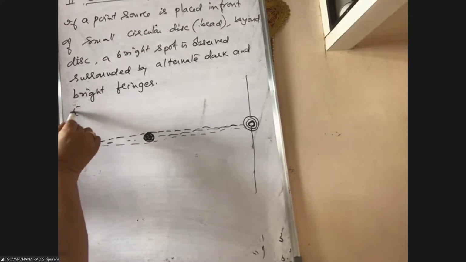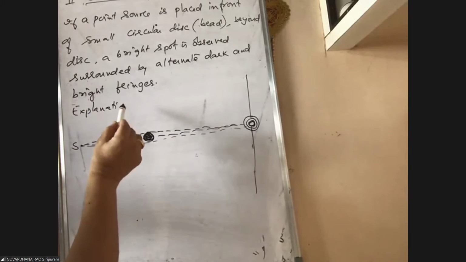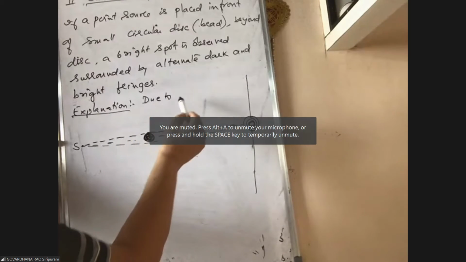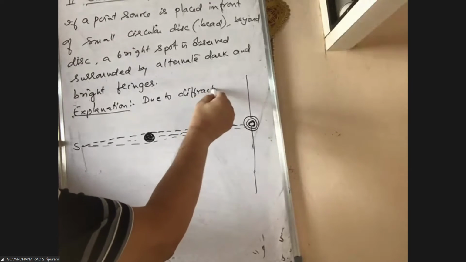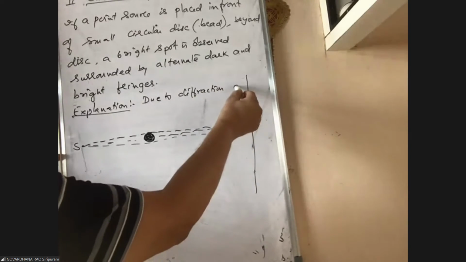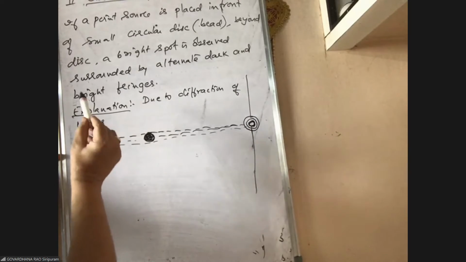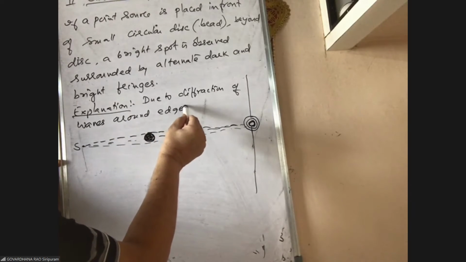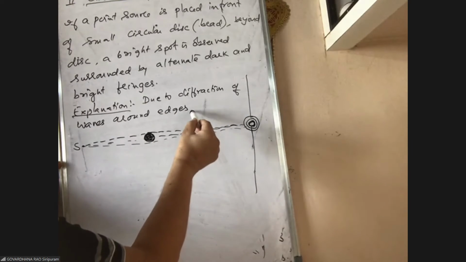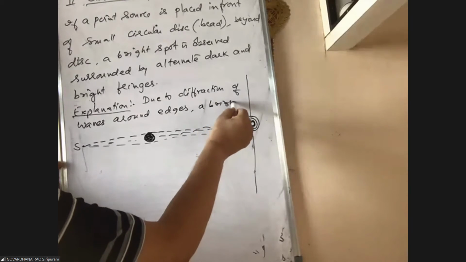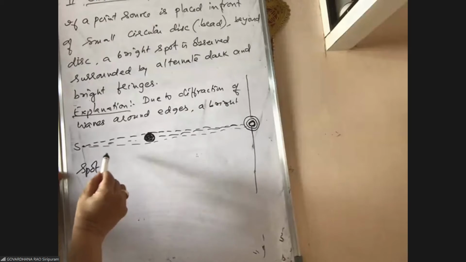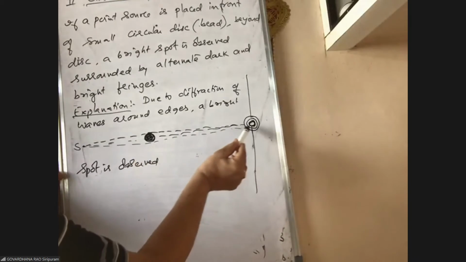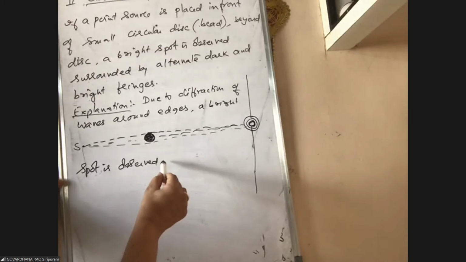So, explanation. How is it explained? So, due to diffraction, due to diffraction of waves around edges, a bright spot is observed, because these light waves will combine here. Bright spot is observed.